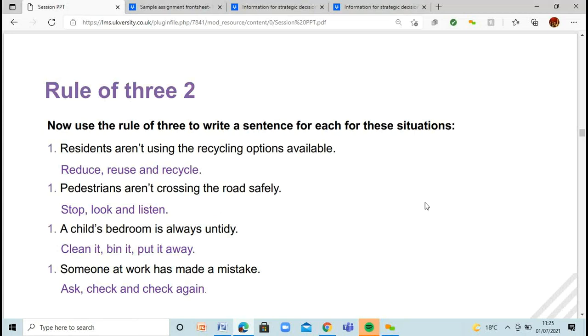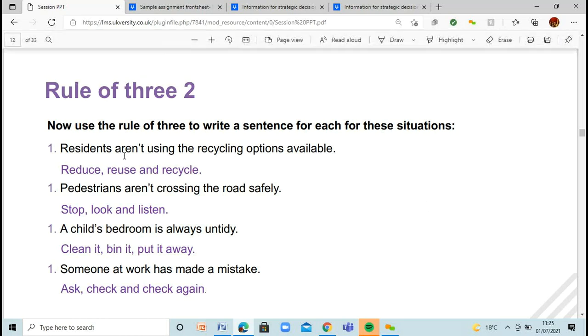Then you've got some sentences here. So we've got a normal sentence, and we've got the rule. These we've changed into the rule of 3. So residents aren't using the recycling options available. So we change it to reduce, reuse, and recycle. It's more punchier, isn't it?